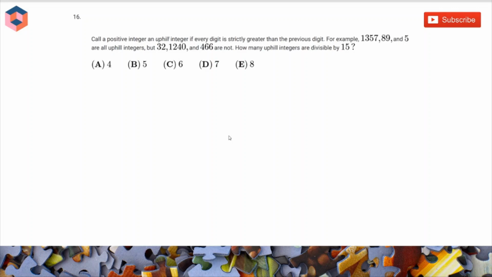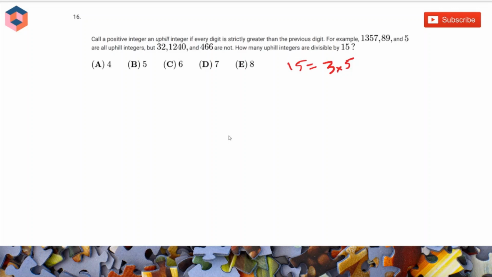Basically, for a number to be divisible by a composite number, you need to make sure that it's divisible by each of the prime factors of the composite number in general. So 15 is equal to 3 times 5. So these numbers that we're looking for must be divisible by both 3 and 5.